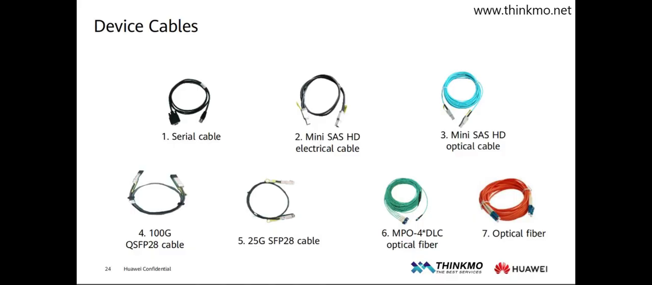There are many types of these cables here. As you can see, there are so many types in total. There are serial cables and Mini SAS cables, and over here are electrical cables. Please note the difference between these two. This one is an electrical cable, and this one is an optical cable. Then over here there are also differences, like cables with different speeds. You can take a look at them first. The last one is an optical fiber, a rather special type of optical fiber.